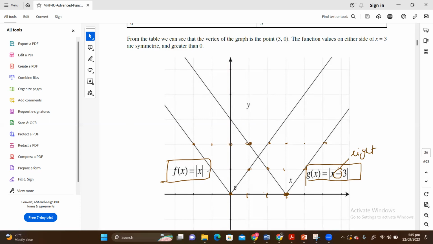Also, you can make another coordinate table and follow the points of the coordinates to draw the graph.